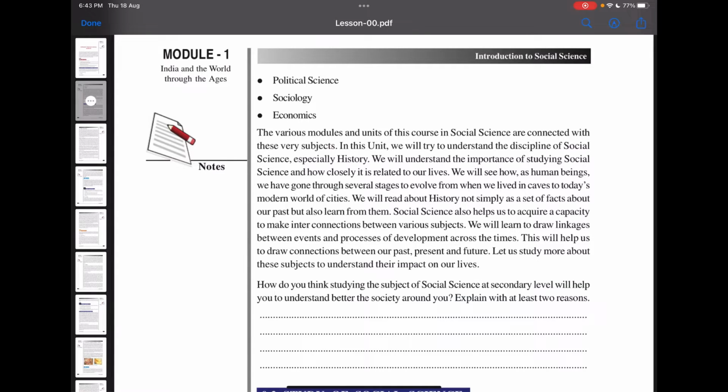We will read about history not simply as a set of facts about our past, but also learn from them. Social science also helps us to acquire a capacity to make interconnections between various subjects. We will learn to draw linkage between events and processes of development across the times. This will help us to draw connections between our past, present, and future. Let us study more about these subjects to understand their impacts on our lives.